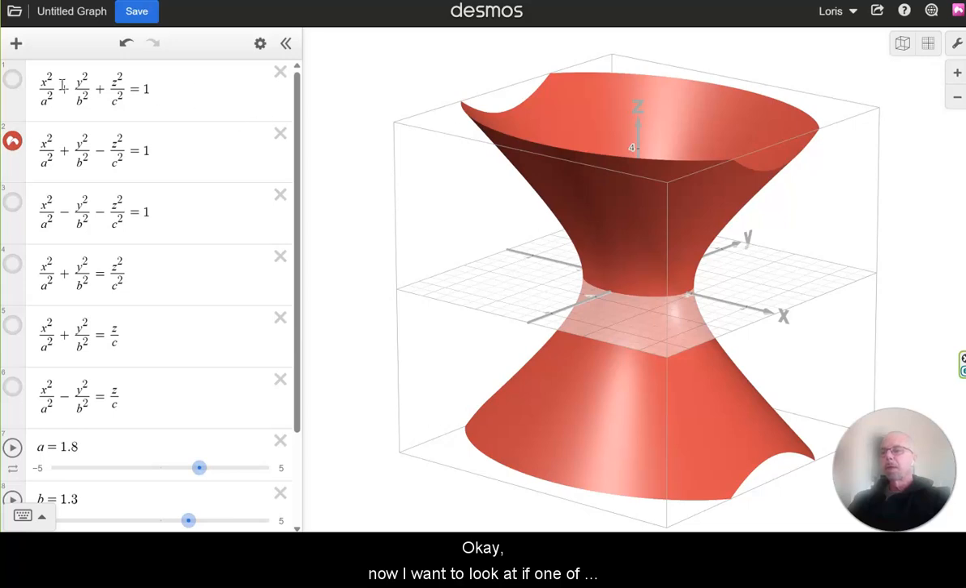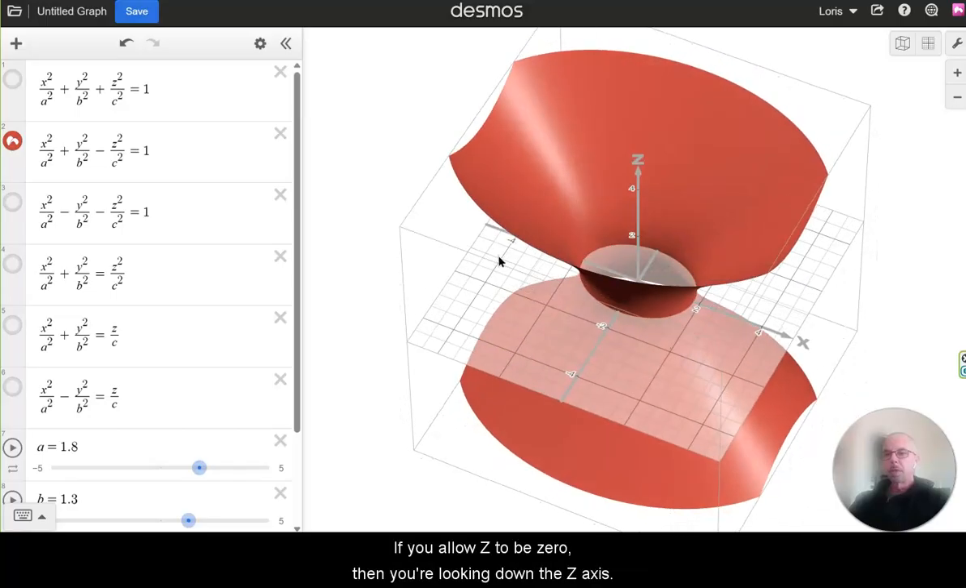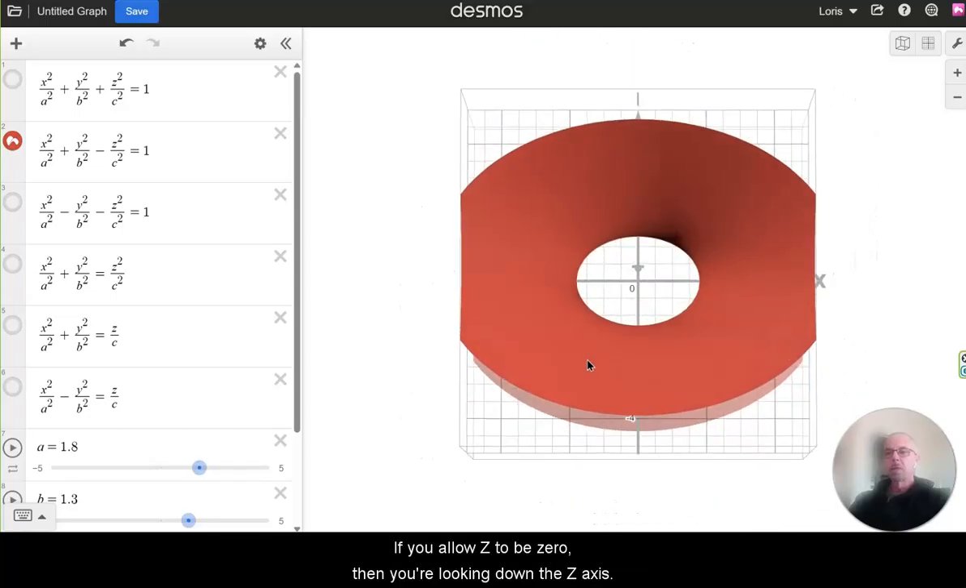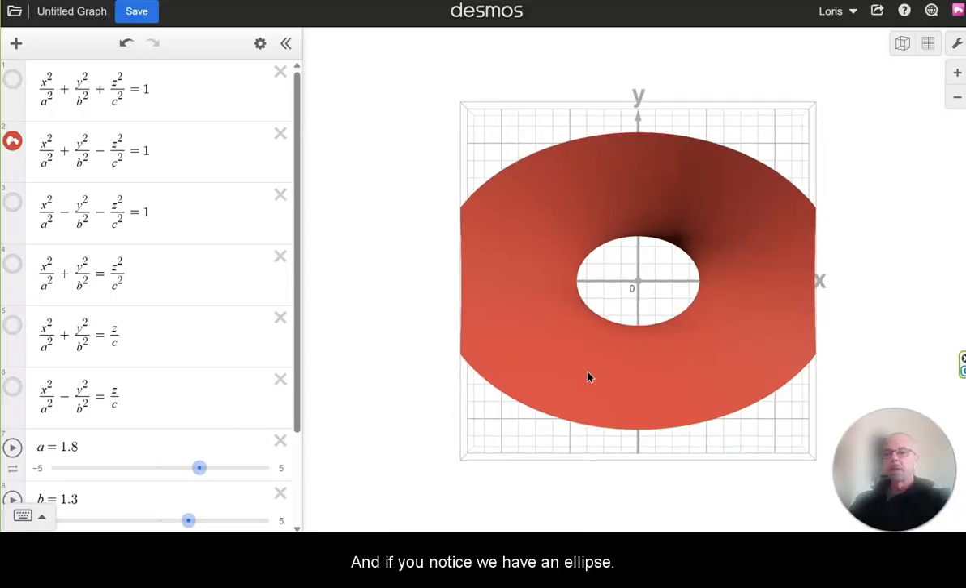Okay, now I want to look at if one of the positive signs is now negative. This is called a hyperboloid of one sheet. So what we're going to do, if we see an equation like this on a test, is we're going to allow z to be 0. If you allow z to be 0, then you're looking down the z-axis. And if you notice, we have an ellipse. So you'll draw an ellipse in the xy plane.